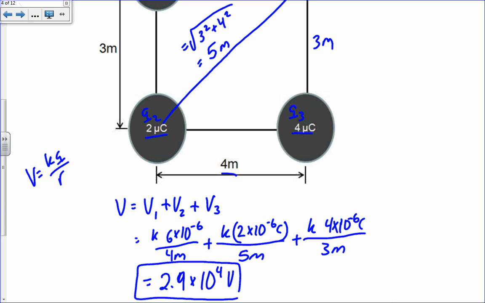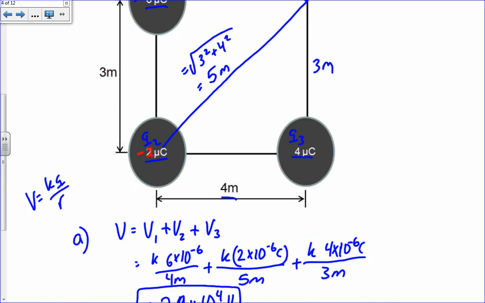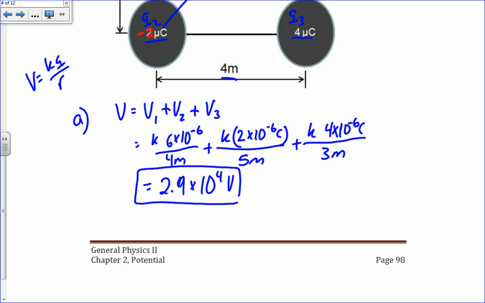Right, now, this was part A. What if, for part B, you let this 2 microcoulomb charge now become negative 2 microcoulombs? Well, it works out exactly the same for part B. All that you change here is that this now becomes a negative value. And if you do that, instead of 2.9 times 10 to the 4, you get 2.2 times 10 to the 4 volts. All I did was make this 2 times 10 to the minus 6 negative, because now instead of adding potential, it's actually taking away potential at that point.